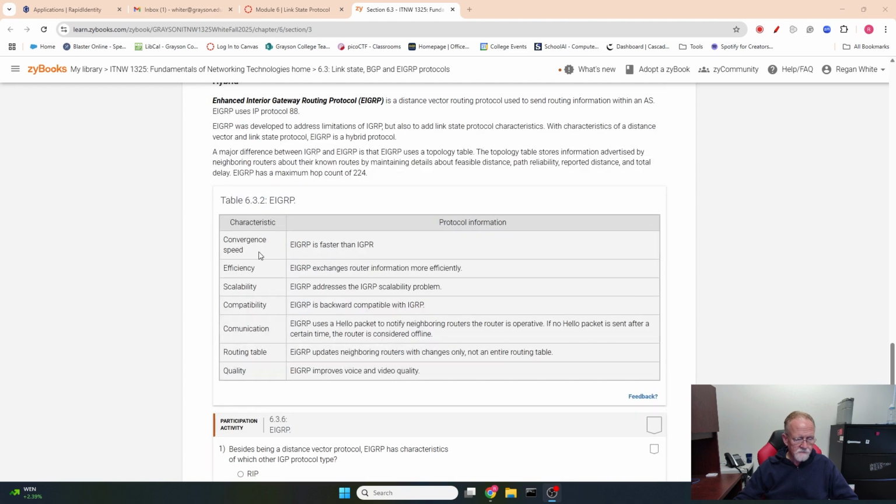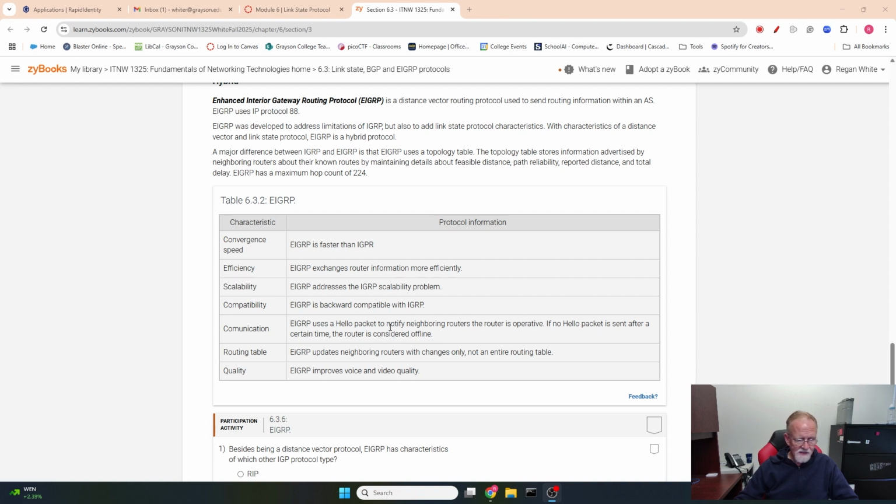These are the characteristics and the strengths and weaknesses. It's faster than IGRP. It exchanges router information more efficiently. It is more scalable. That means it can add and take away routers pretty easily. Your network can grow a lot faster using this protocol. It's backwards compatible with IGRP, which means that if you have an older network set up on the older protocol, this will work. It uses hello packets to notify neighboring routers that the router is operative.